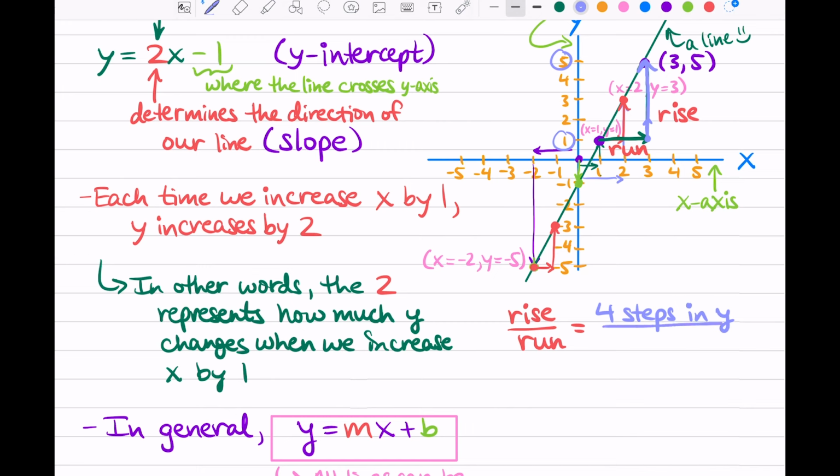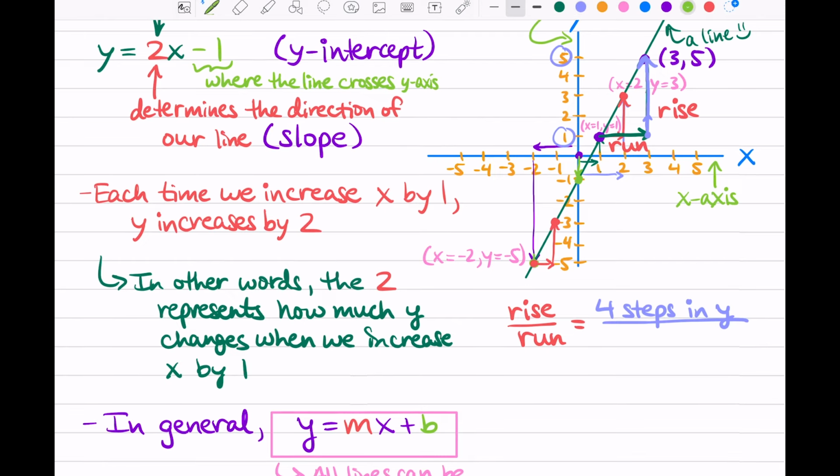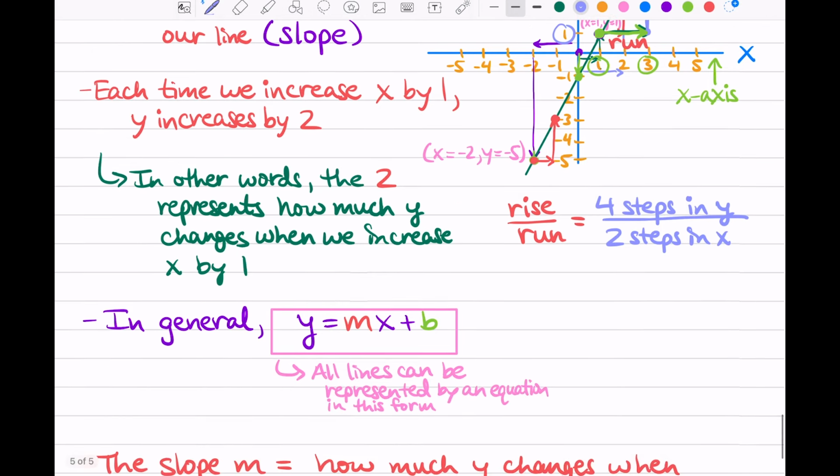Okay. And so, how much did we run? Well, we started over here. We started at x equals 1, and then we ran over to x equals 3. So we ran 2 steps. So we ran 2 steps in the x direction. 4 steps in y, that's how much we're changing for every 2 steps in x. And if we do 4 divided by 2, we get 2. And that would be our slope.